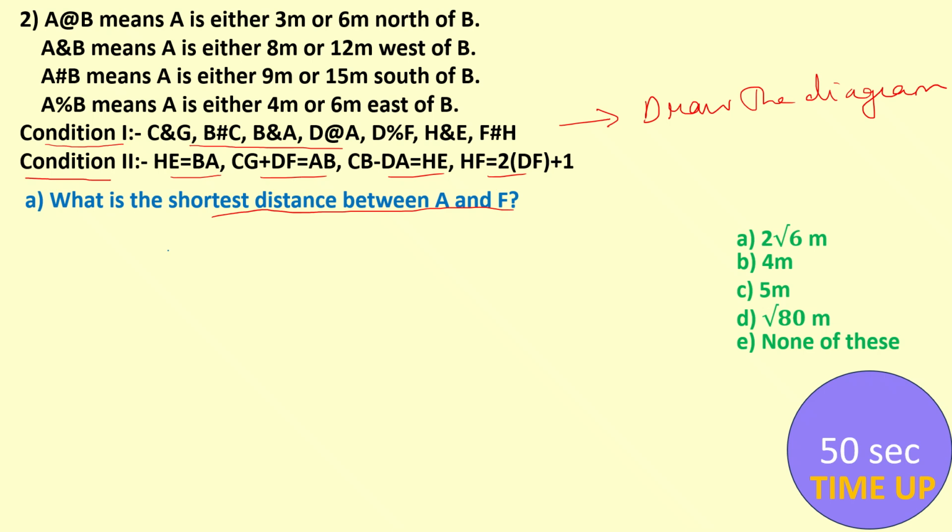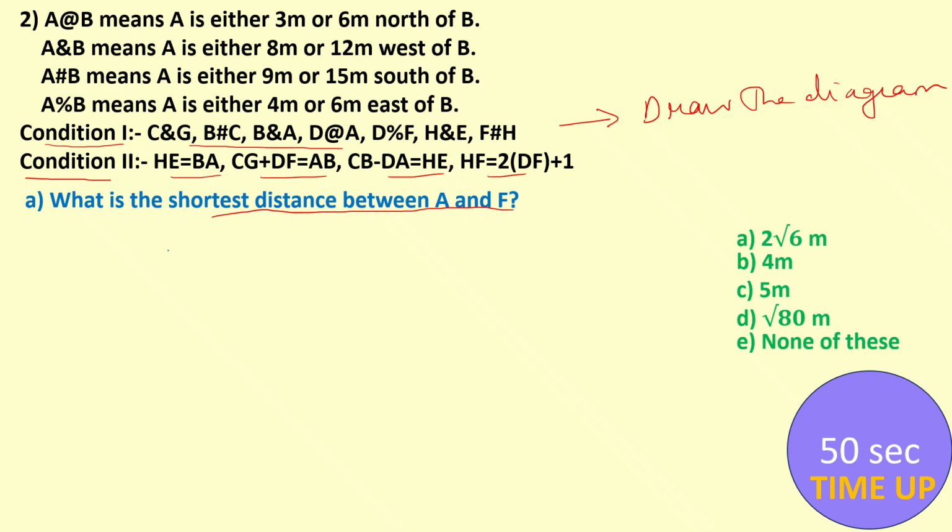And you can see that here, A at B means what? A is either 3 meter or 6 meter north of B. The distance is not sure for the at symbol, it can be either 3 meter or 6 meter. So that also you need to find out through the conditions given to you. You need to solve the problem, that is the shortest distance between A and F.